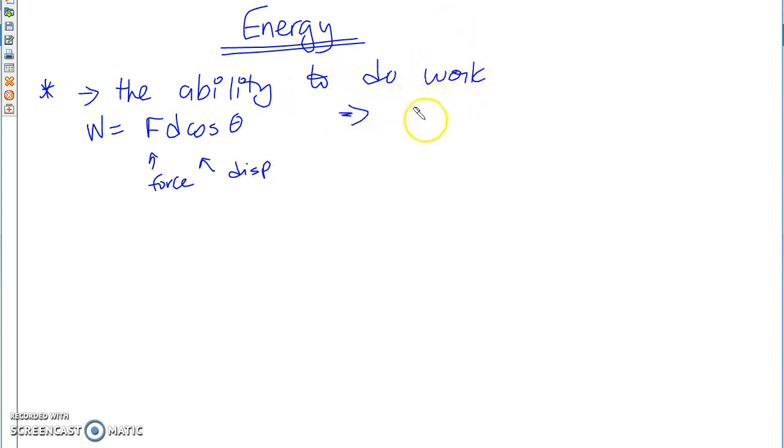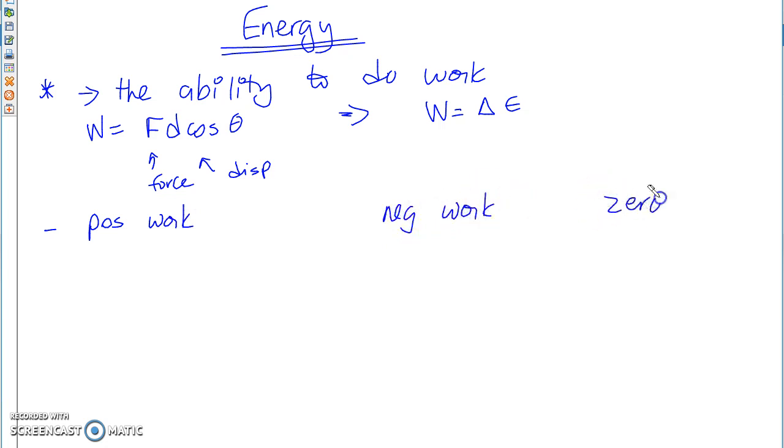Okay, there was another formula that we also looked at. Work was change in energy. So any change in energy is described as being work. Any change in energy. All right, so this is what we started with when we first looked at this. Then we talked about positive work and negative work and zero work.